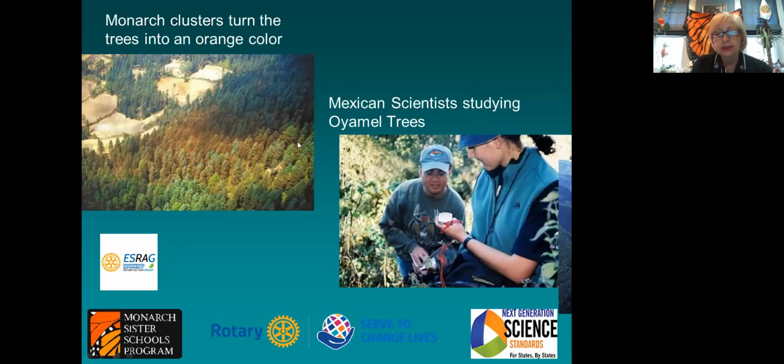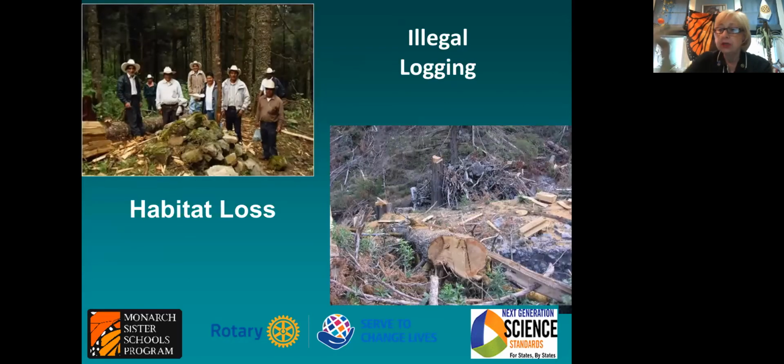This orange cluster here looks like orange trees, but really it's monarch butterflies all clustered together very tightly, and it looks like the trees are orange. And that's how they measure them. They measure the circumference or the circle around that orange spot to know how many monarchs come to Mexico every year, to know whether they're increasing or decreasing in the numbers.